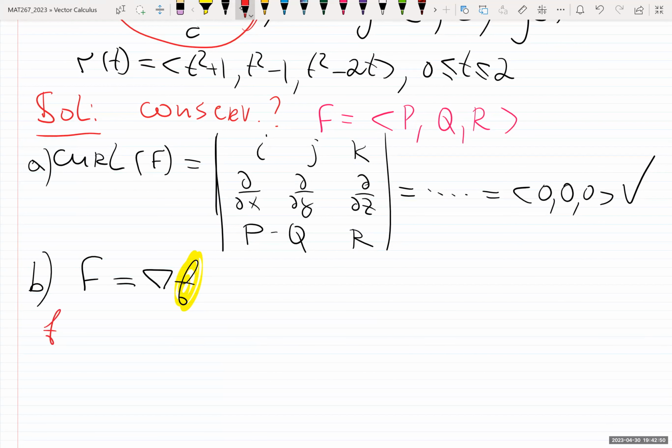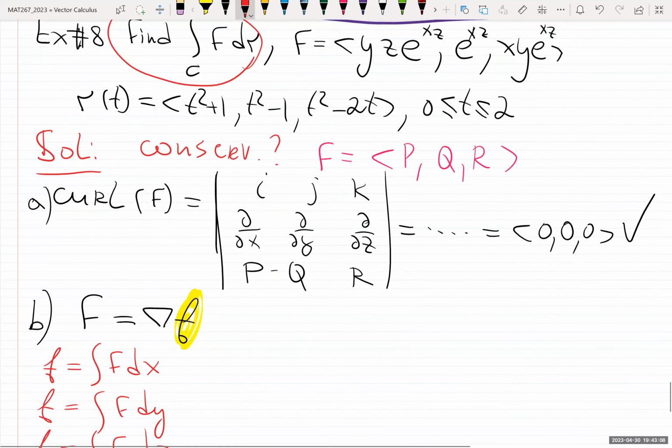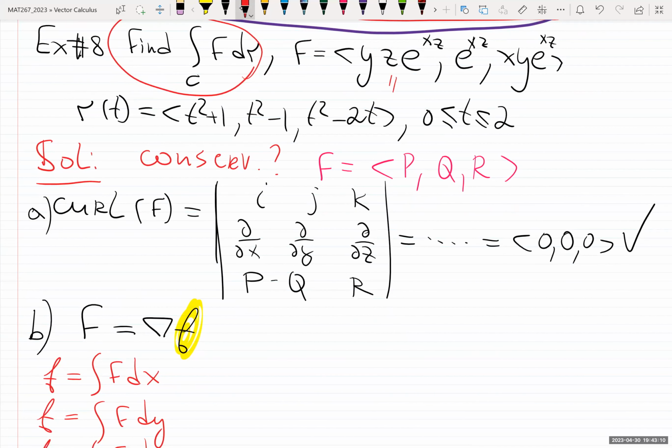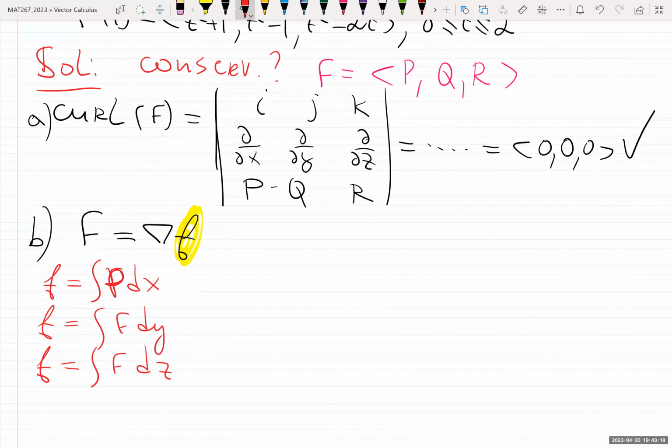F will be integral with respect to x. F will be integral with respect to y. And f will be integral with respect to z. And not just the whole thing, but the specific component, right? Because this is P, this is Q, this is R. So P, Q, R, like so. And then you collect the terms without repetition. My way is faster than the way they do in the book.